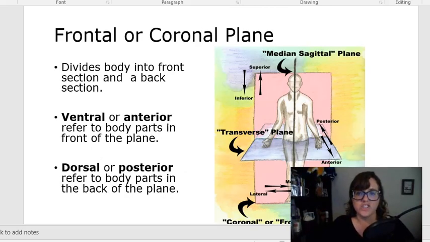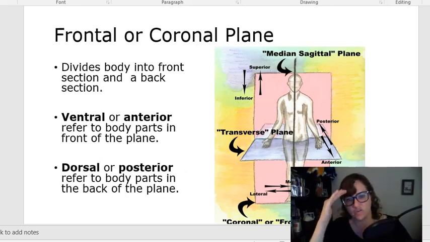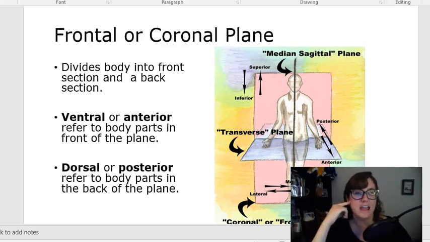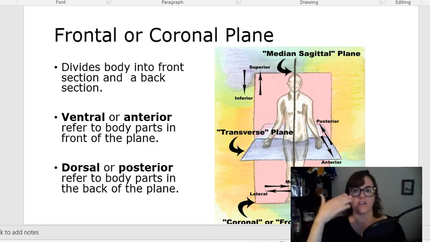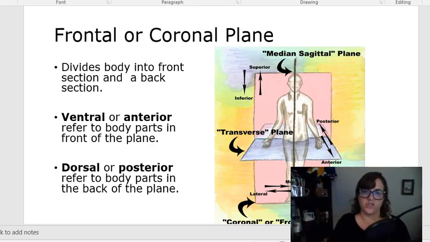Cool. What about that frontal or coronal plane that divides you into a front and a back section? In anatomical terminology, we don't say front and back. We say ventral or anterior, which means the front side. Ventral also kind of makes me think of visceral, which means organs. And dorsal or posterior means the back or the butt side, right? You might think of a dorsal fin in a shark or a dolphin. That is their back side, okay?